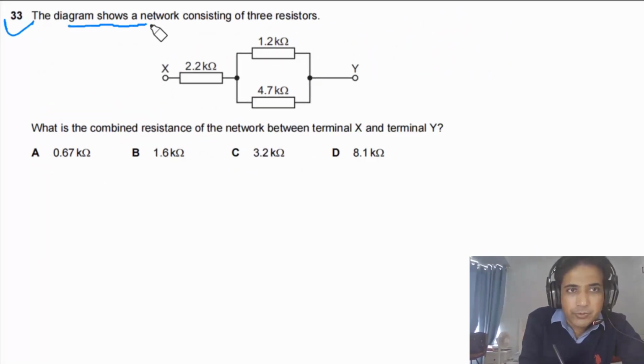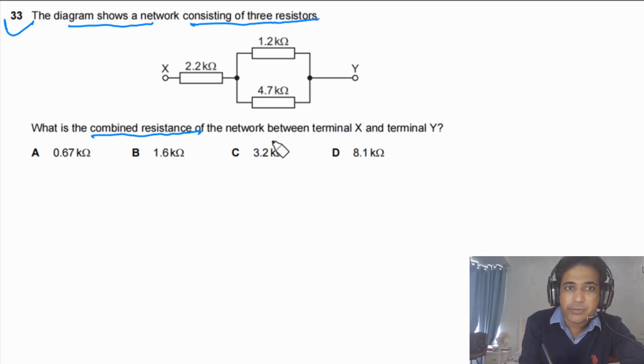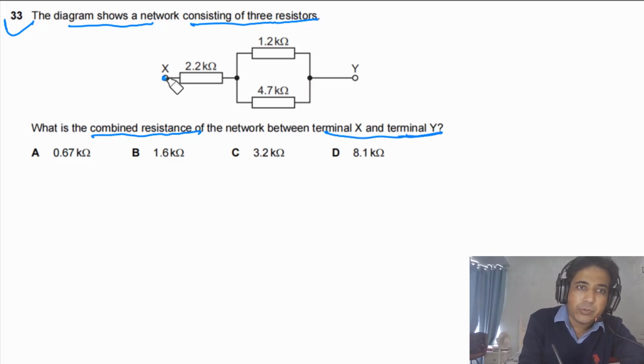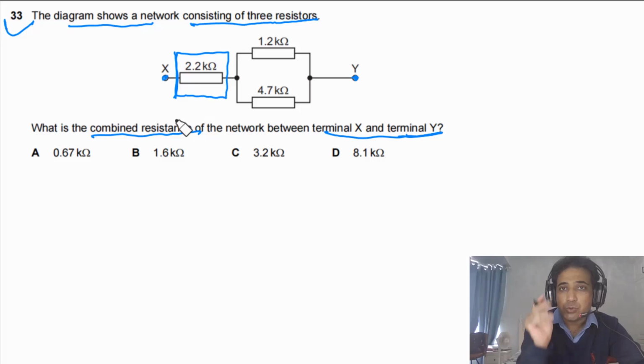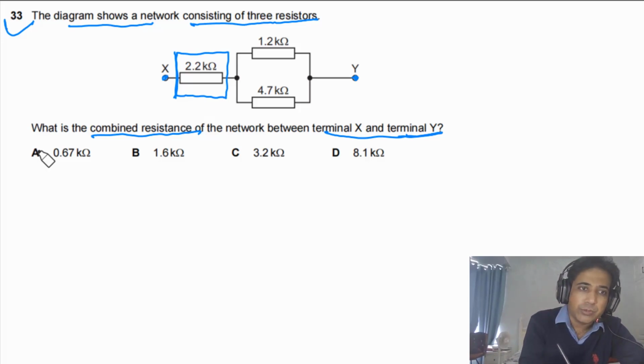Question says the diagram shows a network consisting of three resistors. What is the combined resistance of the network between terminal X and Y? Means between this point and this point. So first of all, we need to understand this resistance is 2.2 kilo ohms. So the total resistance cannot be lower than 2.2 kilo ohms. It means A is not possible, B is not possible.